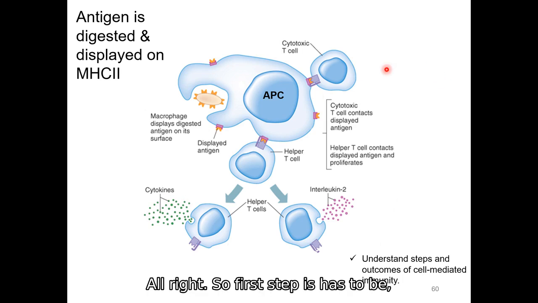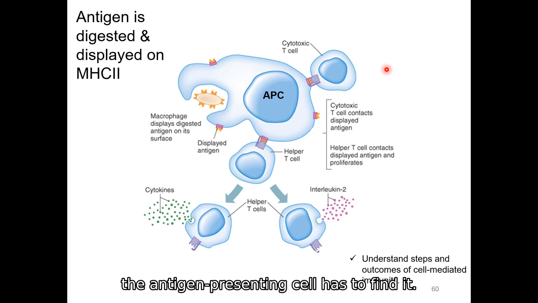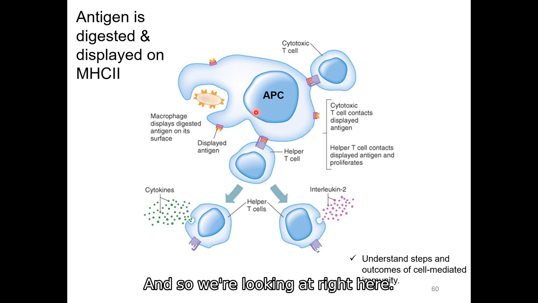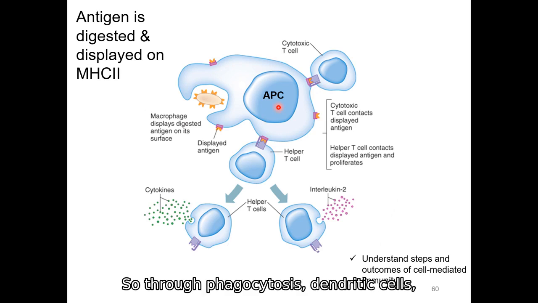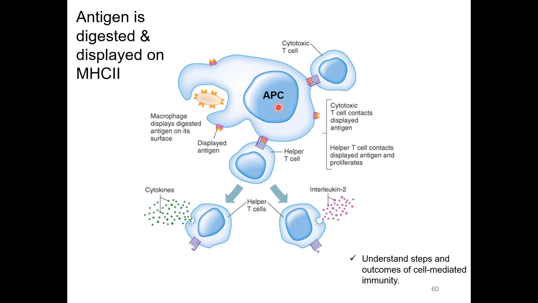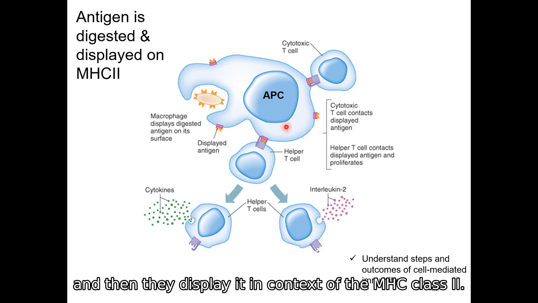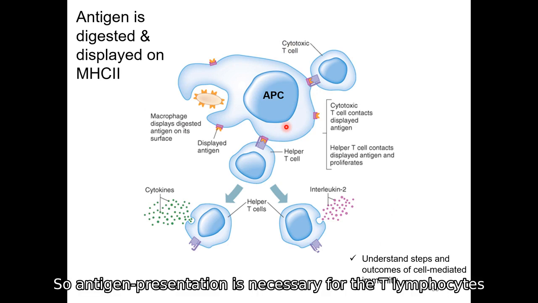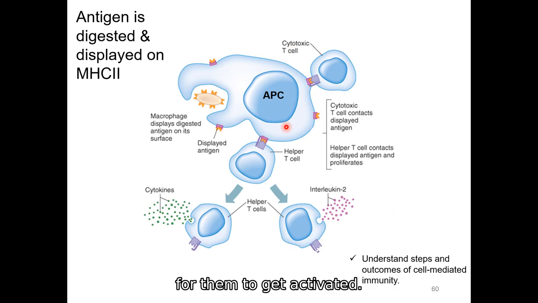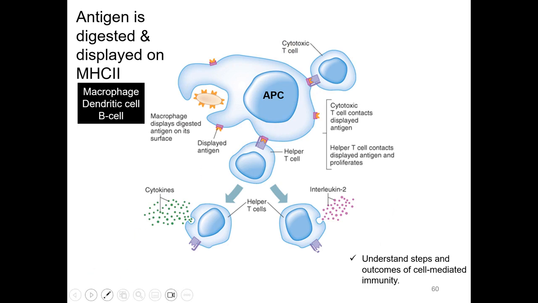So first step has to be the antigen presenting cell has to find it. And so we're looking at right here. So through phagocytosis, dendritic cells, macrophages, they're going to eat it, digest it, and then they display it in context of the MHC class 2. So antigen presentation is necessary for the T lymphocytes for them to get activated. So it's presented to our T helper cell and to the cytotoxic T cell.